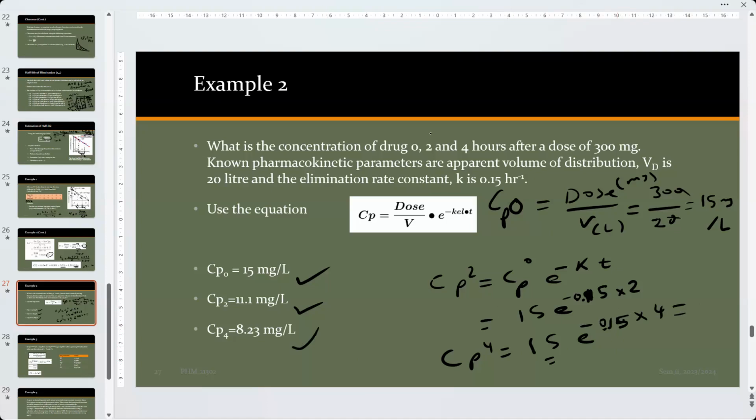You can calculate it also from the concentration at 2 hours. So I can say CP4 equal to CP2 times exponent of negative KT. So equal to 11.11 exponent of negative K times the time. The time between 2 hours and 4 hours is 2 hours. You should get also the same result. Okay.